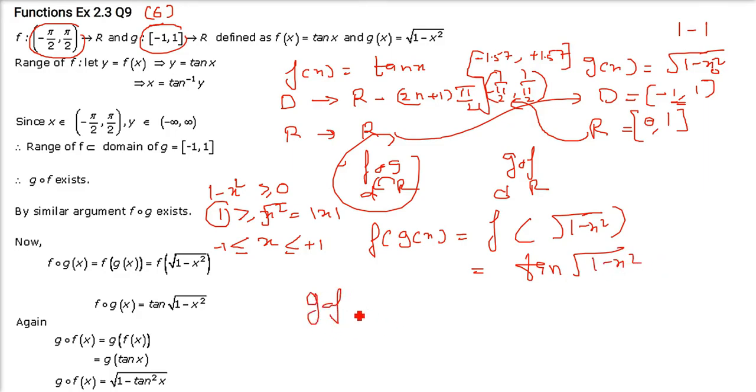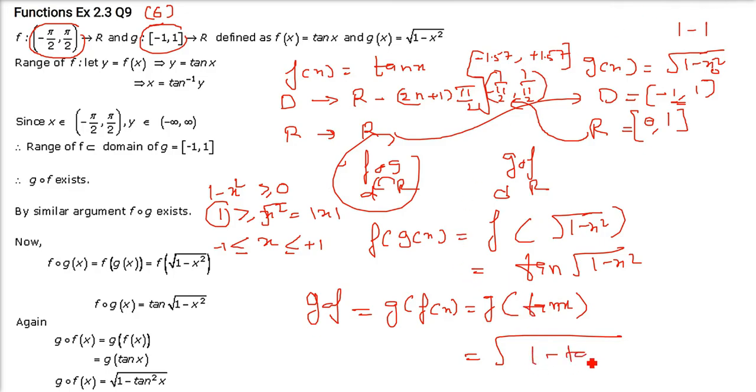And g of f x. So g of f x means g of tan x. So just take tan x and put it inside where? Under root 1 minus x square. So in place of x, just put tan x. So under root 1 minus tan square x. So 1 minus tan square x is sec square. It should be sec, but just keep it like that only.